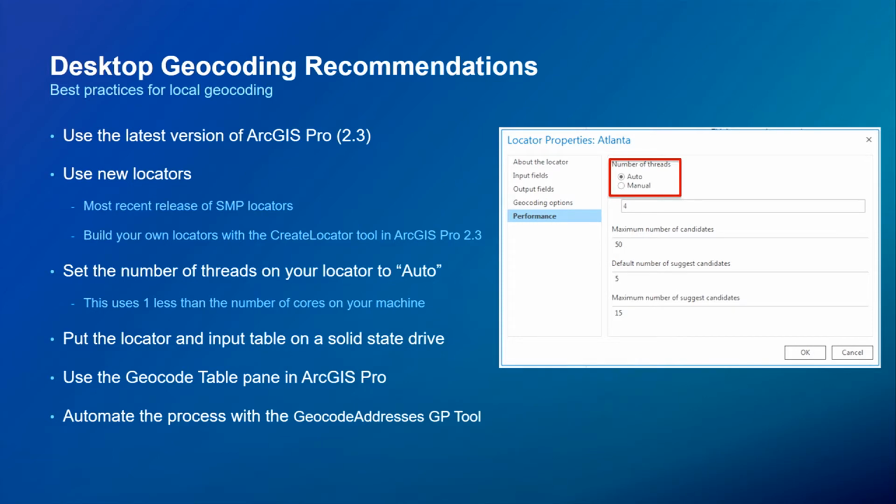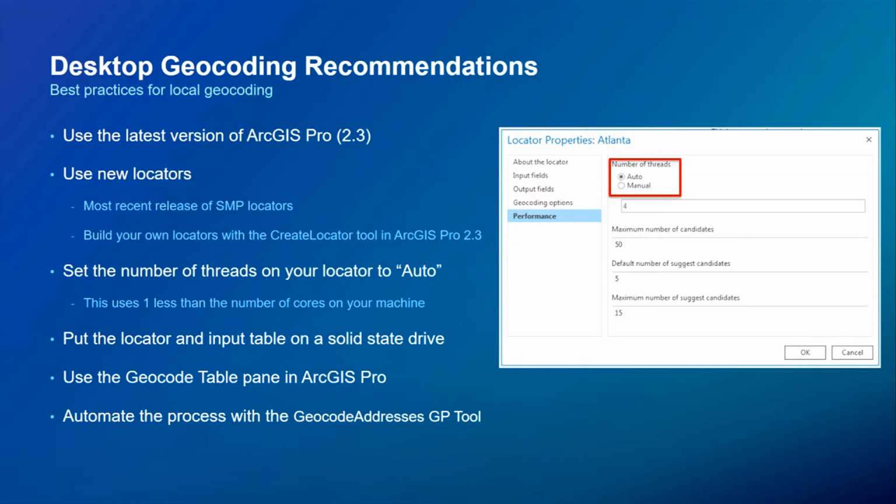We recommend that you use ArcGIS Pro, the latest version, so that's 2.3. We recommend that you use new locators, either the most recent release of StreetMap Premium locators, or build your own locators with the Create Locator tool in ArcGIS Pro 2.3. We recommend that you set the number of threads on your locator to auto. What auto does is set the value of threads to one less than the number of cores on your machine. This will allow you to get the best possible geocoding performance without overwhelming your client machine.